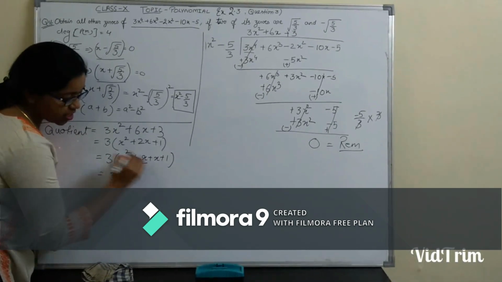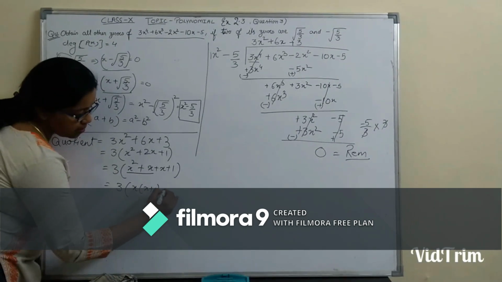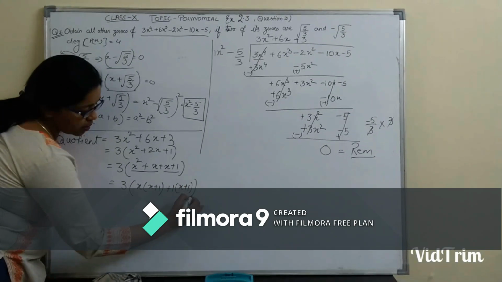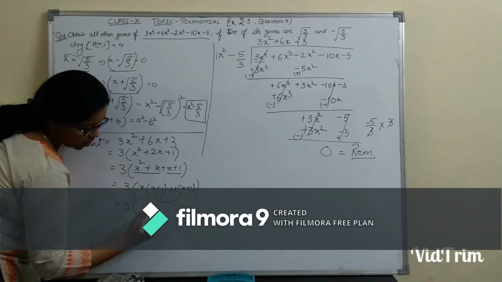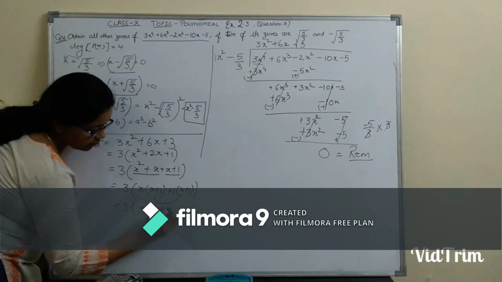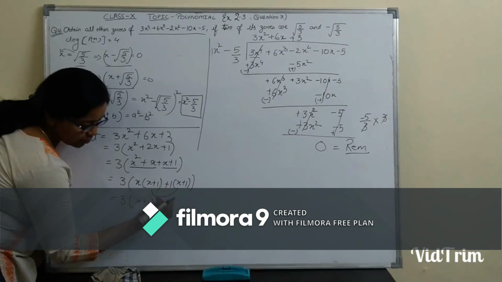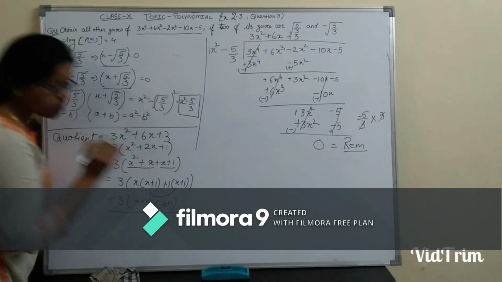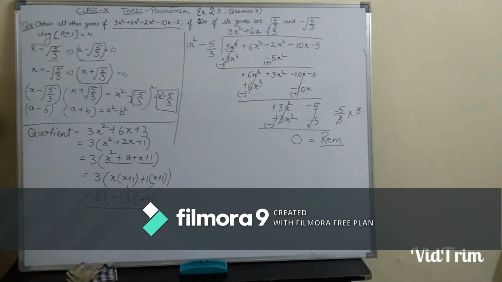3, it will become x square plus x plus x plus 1. I am taking out x common from these two terms. x into x plus 1, plus 1 from these two terms into x plus 1. Okay. Now 3 into, again these two x plus 1 will come out common, and we are left with, from this term x, and from this term plus 1. So now this is the factorization of this particular quadratic polynomial.